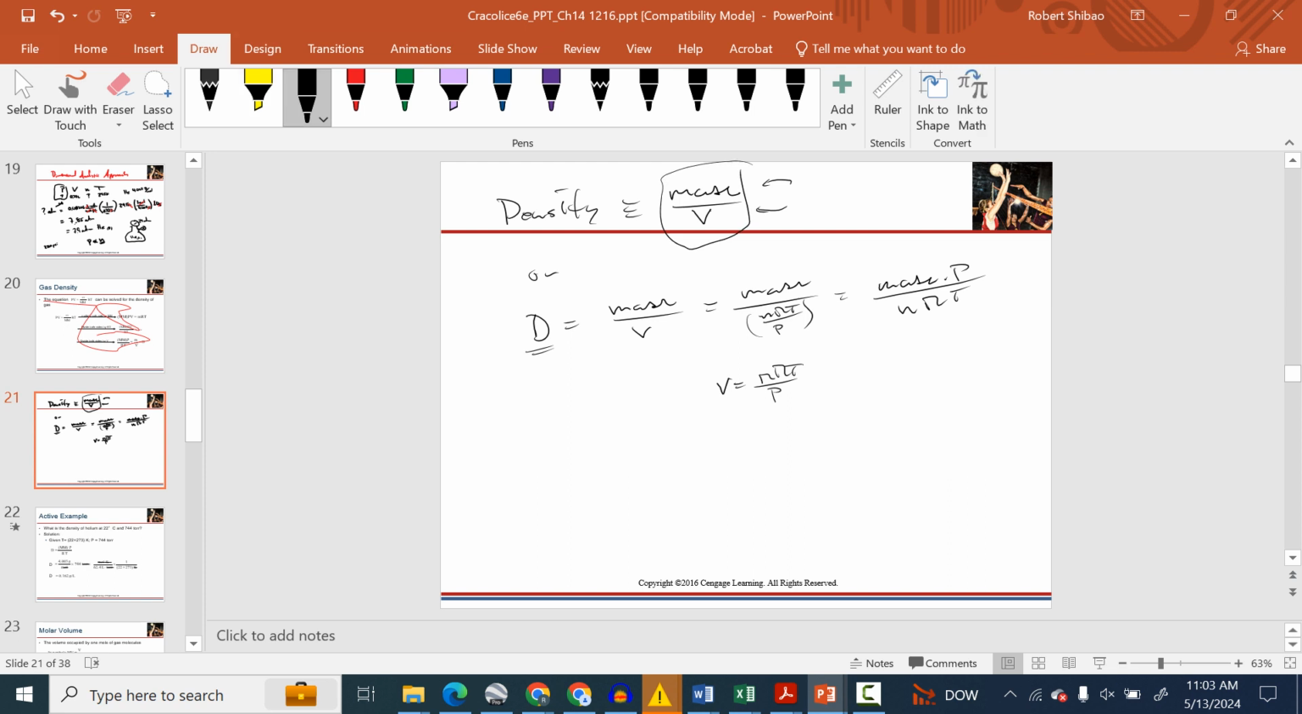But one thing that makes this much better is mass over n. Do you know what mass over n is called? The molar mass. And so we end up with this very simple equation. The density is equal to the molar mass times P divided by RT. So this allows us to calculate the density of any gas at any pressure and any temperature. We don't have to measure anything.